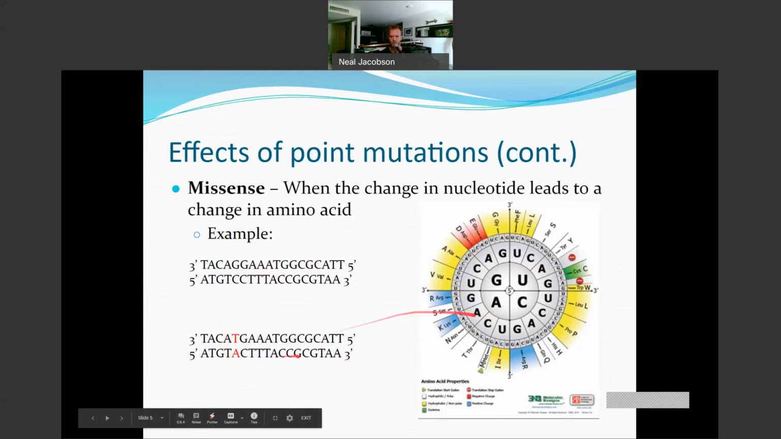So let's see what happened. It was UCC, which was serine, right? And now it's UAC, so now it's tyrosine. So the amino acid was changed. It went from serine to tyrosine. That was a missense mutation. Okay, let's go on to the next one.